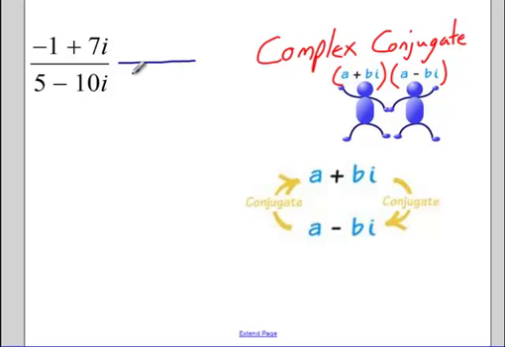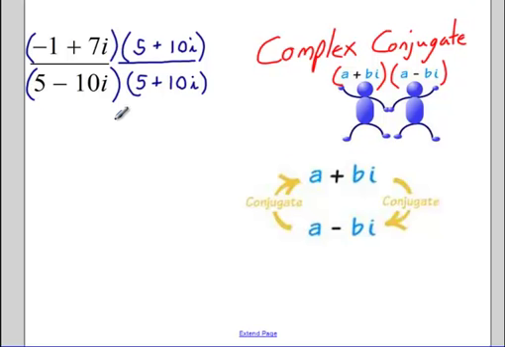I have a minus bi right here. So what I'm going to do is multiply 5, and I'm going to change that minus to a plus 10i. Now whatever I do to the bottom, I have to do to the top. I'm only multiplying this by 1, so I don't change that. And now I distribute this out. So it's a little bit of foiling, but that's okay. We know how to foil.